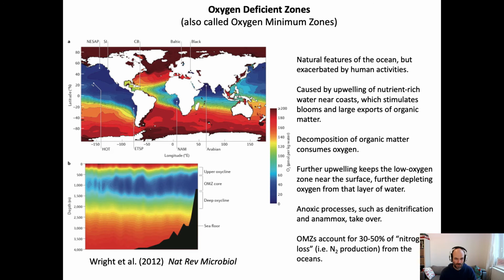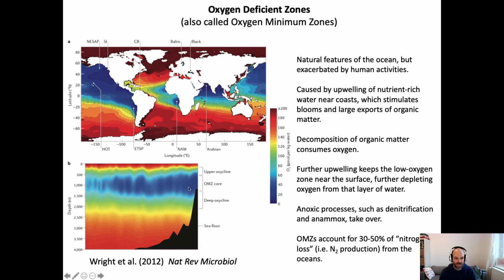Oxygen deficient zones are also called oxygen minimum zones. There's a minor fight in the community about what is the best name for them. So these are natural features. They've probably always been on Earth. However, it seems increasingly likely that humans are making oxygen deficient zones grow and perhaps get more numerous. I'll show a slide indicating that in the next slide.